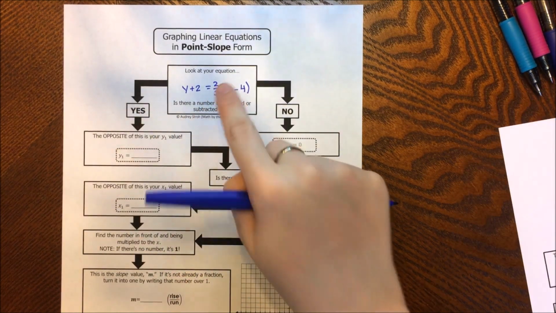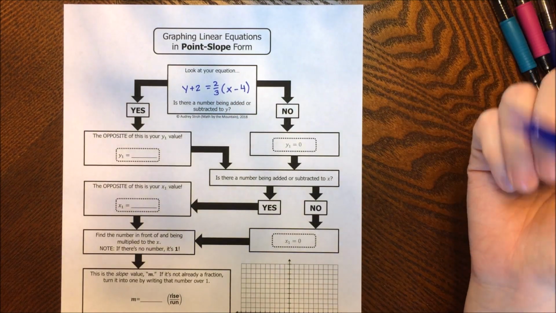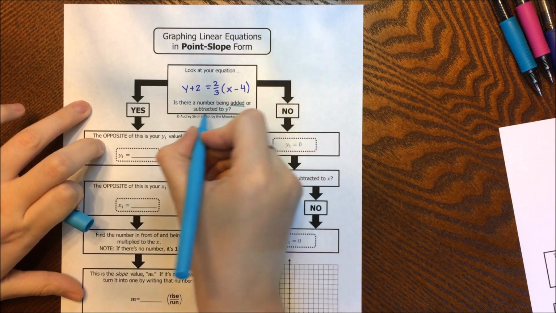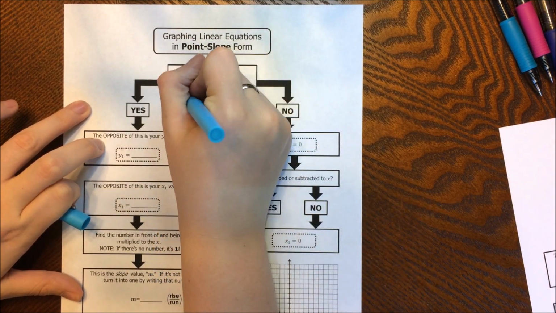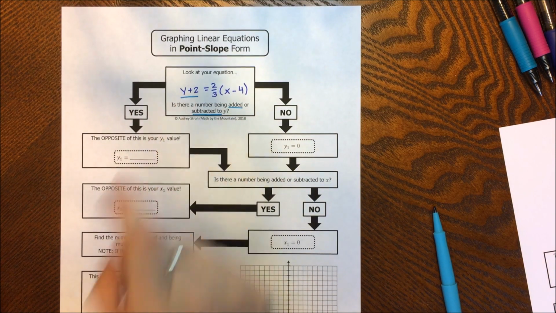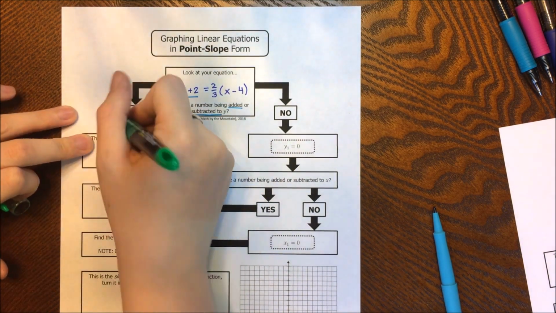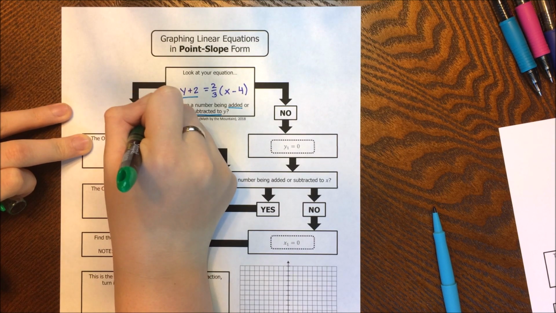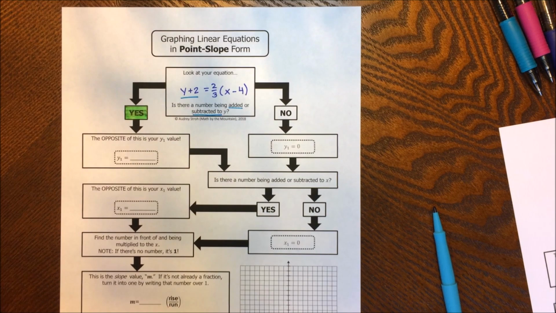Alright, so step 1 says, look at your equation. Is there a number being added or subtracted to y? So again, we're looking for something being added or subtracted to y, and I see that there with a y plus 2. So because we have it, we're going to go down the yes path. And I always like to highlight it. You don't have to, but it kind of is a nice visual connector.